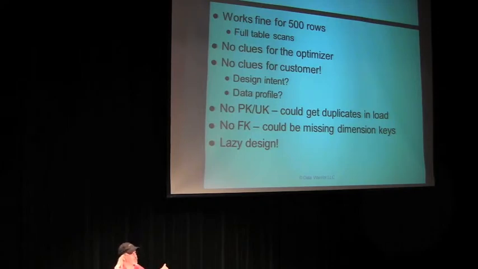The only way to find some of these answers was to do a bunch of data profiling, which I did do at some point, just to say, well, really, are all these things actually optional? Well, no. But, you know, select count where null was zero in many cases. No UK or PK, so yes, we could get duplicates loaded. And no foreign keys, which means what? There was no enforcement, so you could load the fact table with dimension keys that didn't exist in the dimension.